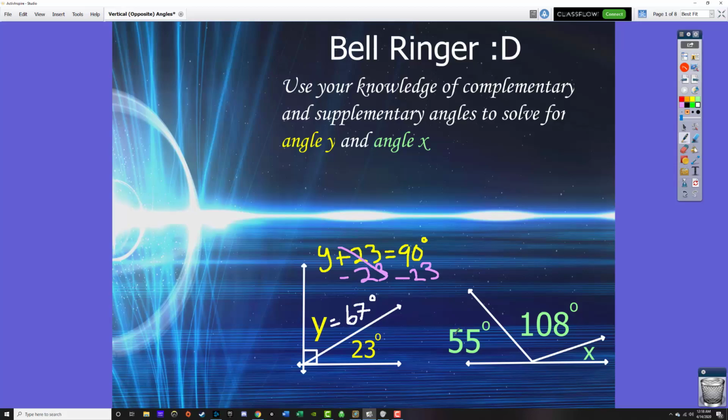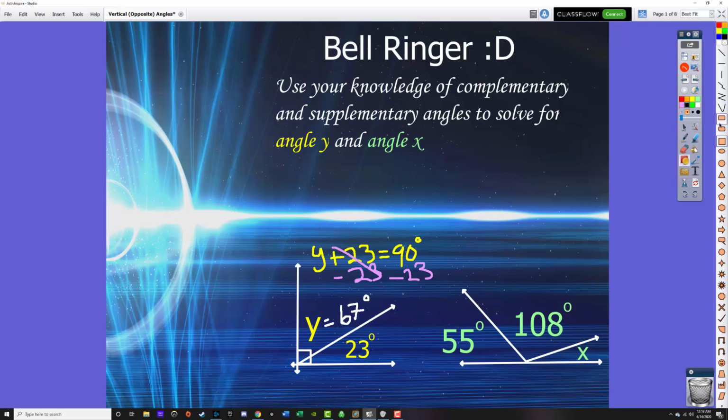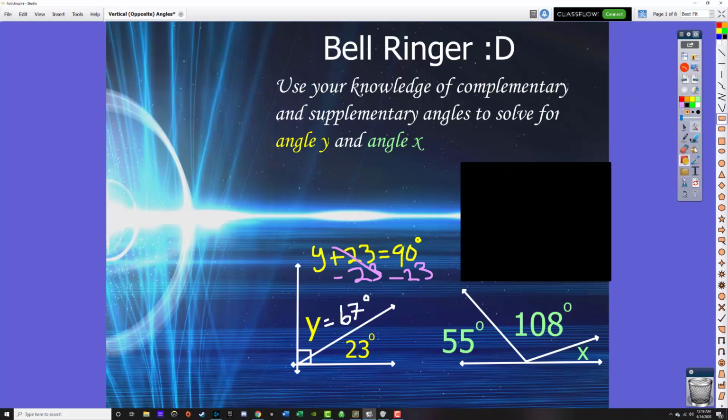Okay, let's go ahead and move on to the second problem where we are instead dealing with angles that are supplementary. When I add all three of these angles right here, the 55, the 108, and angle X, we are going to get a total of exactly 180 degrees. Now I'm going to give myself a little bit of a place to work here.